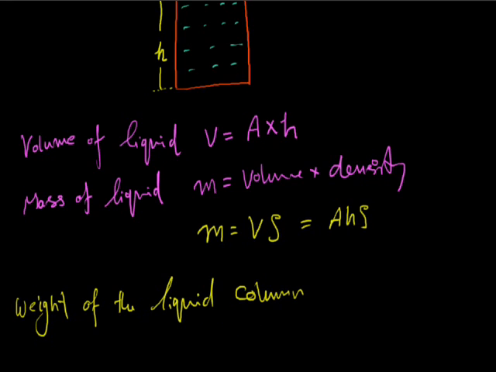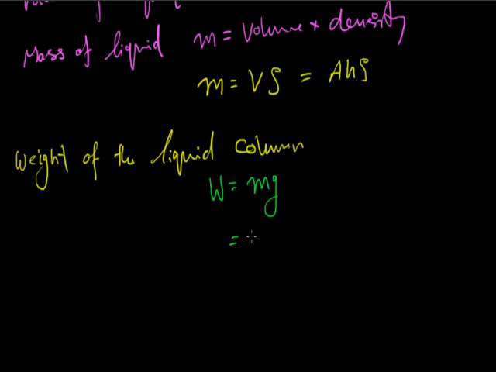Weight of the liquid column, W is equal to mg. That is equal to, for the value of m, A H rho g. It is the weight of the liquid column, and we know that the weight of the body, or of the liquid column, will be equal to the force applied by the earth towards its center.